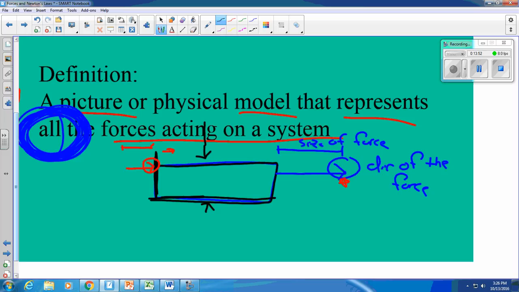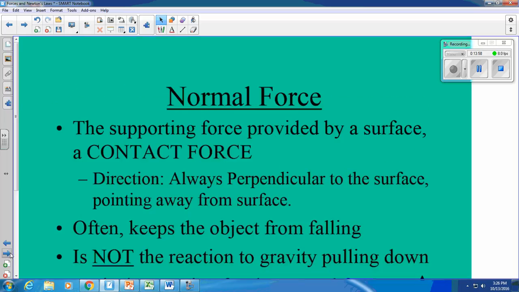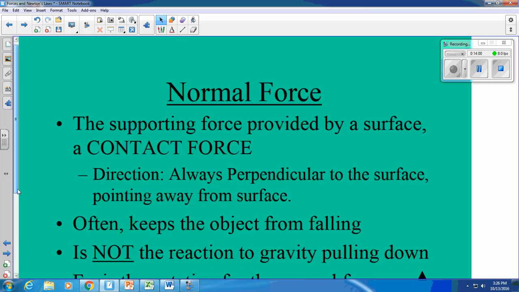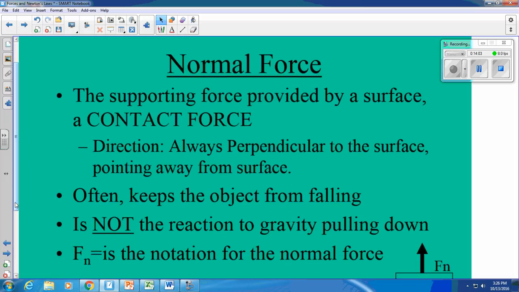Now, to do this correctly, we've got to learn about a couple forces that maybe you haven't heard of before. One of these forces is called the normal force. There's a couple of key things to know about it. One, it is a contact force, which means an object must be touching another object. If things are not touching, you do not have this force. So if I just drew a box floating out in outer space, there is no contact with anything. There is no normal force.